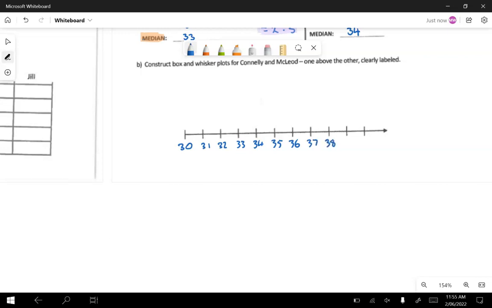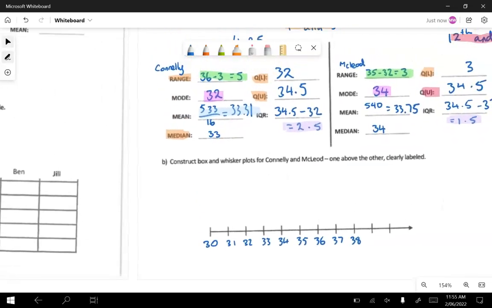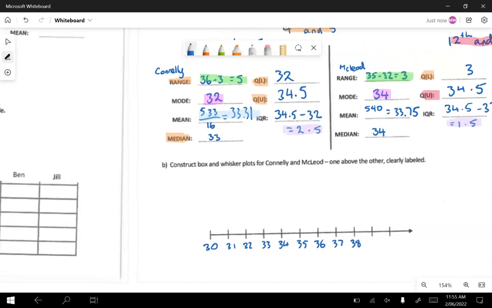Don't have to go too nuts. All right. And then what we're going to do is plot this. So we'll start with Connolly, make him orange. Start with your box first. Start with your lower quartile first. Lower quartile was at 32. This does not have to be super duper accurate. Upper quartile was 34.5. And then your median was 33. Complete your box.